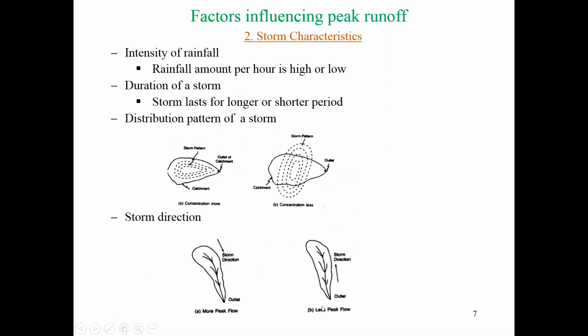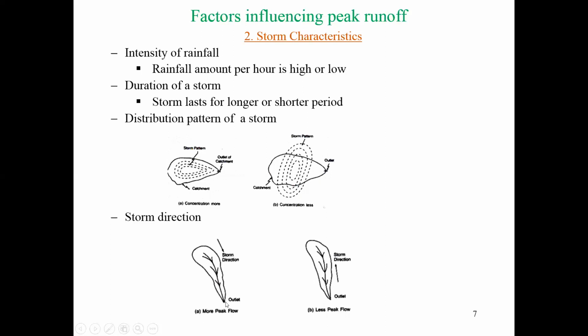The next one, the storm characteristics. Obviously intensity and duration are very important. If the intensity of rainfall or storm is very high, obviously we will get more runoff. Then the duration of the storm, whether it lasts for a longer or shorter period. If it lasts for a longer period, we will get more runoff. The distribution pattern of a storm, we already discussed that. And the very last one is the storm direction.